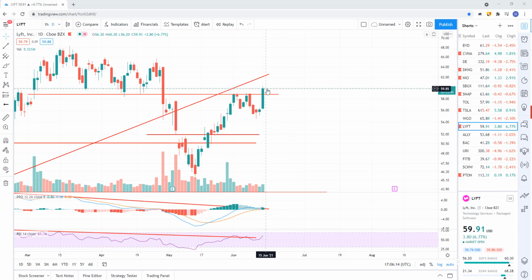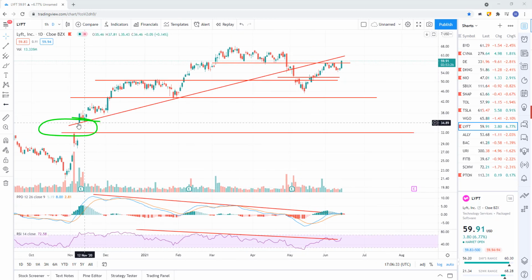We haven't quite gotten there yet, but I am looking for a move up to about 62, 63, somewhere right in there, depending on when we get there. A back test of this. I'm going to add back that half of that position short that I took off. I'm going to reshort that half, up here at the back test.